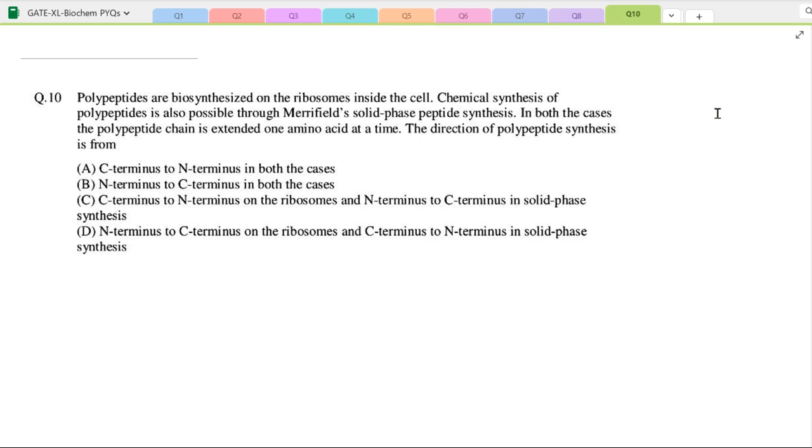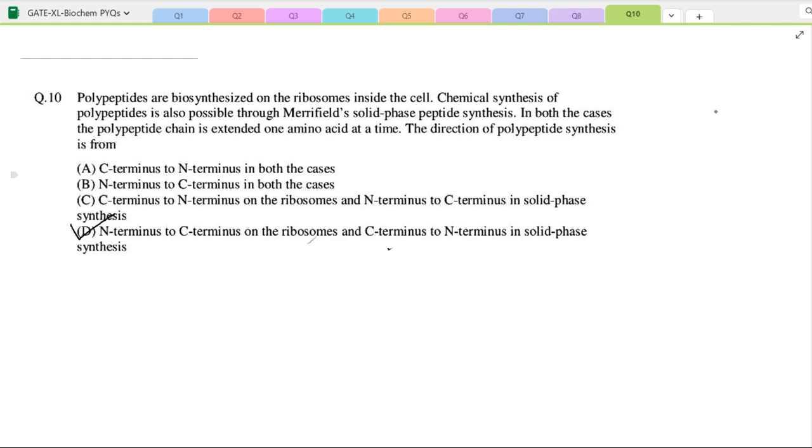So here the polypeptides are biosynthesized on ribosomes inside the cell. Chemical synthesis of polypeptides is also possible through Merrifield solid phase peptide synthesis. In both cases, the polypeptide chain is extended 1 amino acid at a time. The direction of polypeptide synthesis is... So the correct option here is option D. That is, it is from N-terminal to C-terminal on the ribosomes. That's the normal, conventional way we read the amino acids in a peptide chain. However, it is the opposite in the case of solid phase peptide synthesis, where it is from C-terminal to N-terminal.